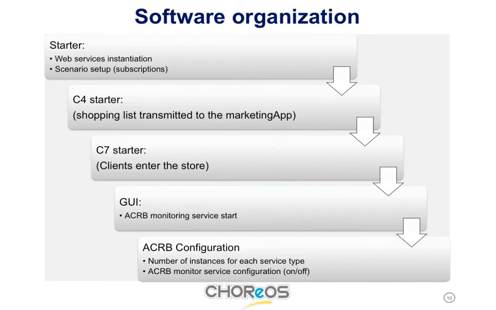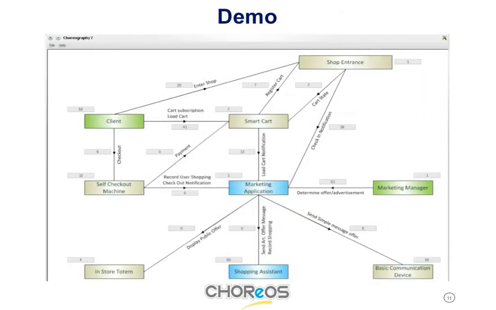In addition, we have the ACRB configuration file. This file is used to specify the number of instances for each service type and to disable or enable the ACRB monitoring service. The graphic user interface is organized into rectangles and arrows.